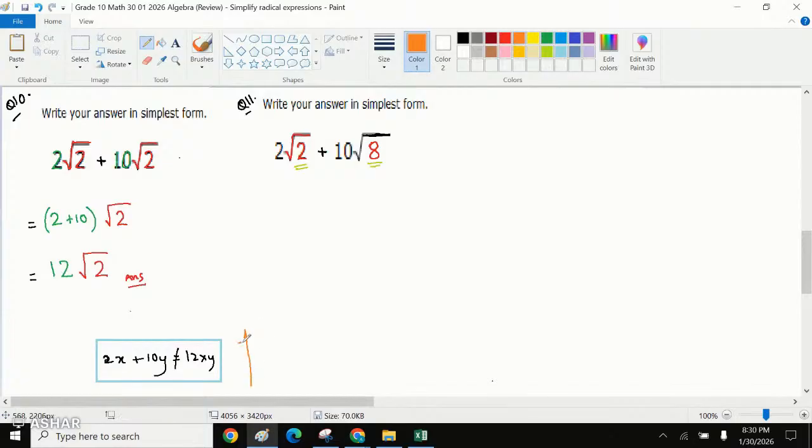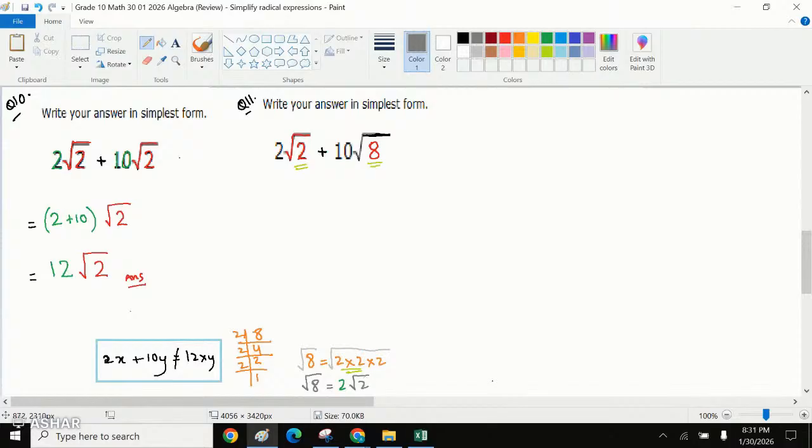So let's see. 8 to 4. 2 times 2 is 4, and 2 times 1. So we say that 8 can be written as 2 multiplied by 2 multiplied by 2. If we apply radical on either side, can we see a pair of 2 over here? Yes, we can. That means root 8 can be written as 2 root 2.